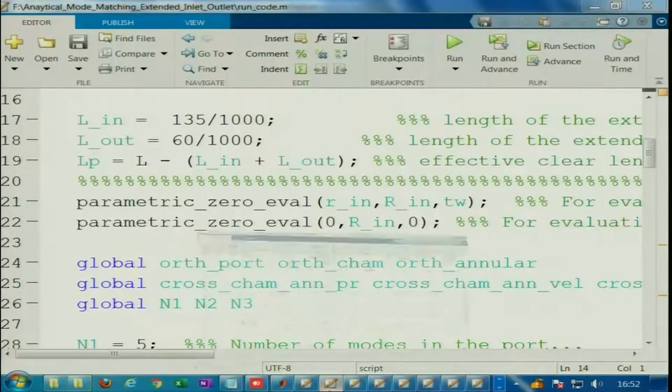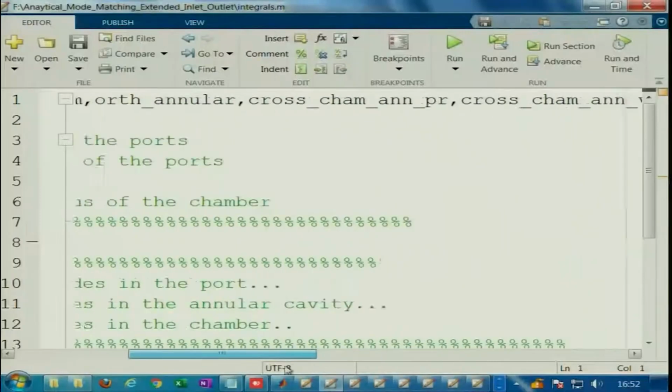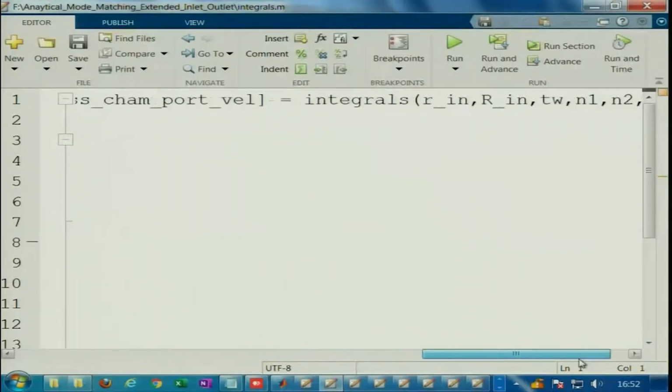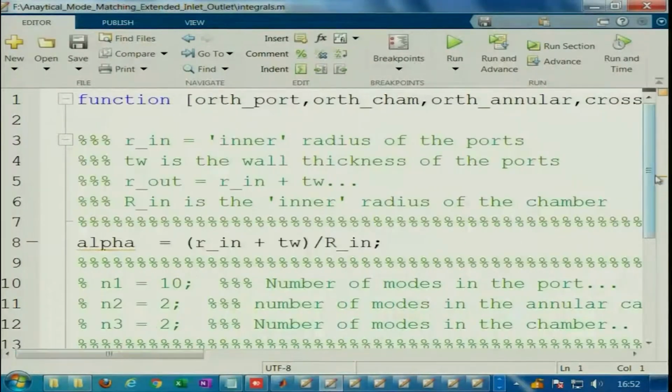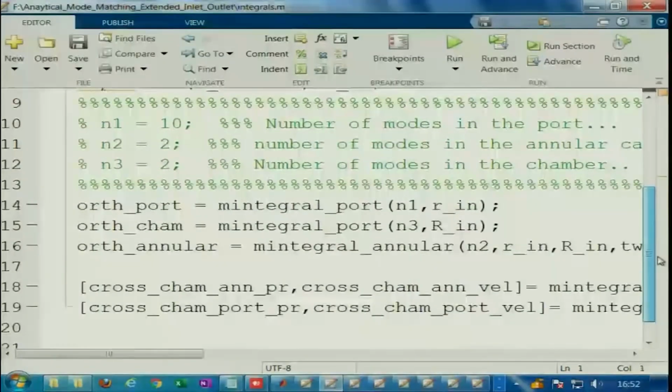So, this is what the orthogonal file looks like. This is the integrals file, which basically evaluates all the pertinent integrals. This M integral port file calculates the orthogonal values, which is obtained by multiplying the Bessel functions, or the mode shape functions, with the square of the mode shape functions, weighed with the weighing factor being the radius, and integrated over 0 to r underscore in, or capital R underscore in, depending upon whether we have a port or a chamber.